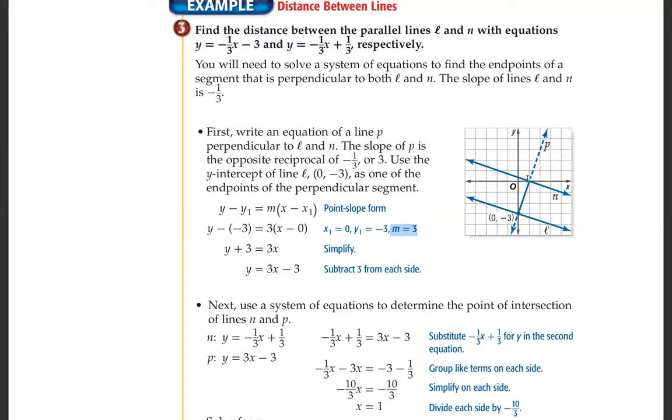Since the point on L, which is (0, negative 3), is also a point of line P, that will be our x1 and y1. Or since this is the y-intercept, you can just write the equation as y equals, from here m is 3, and then since your x is 0, automatically this is your b. So it's the same thing as y equals 3x minus 3.